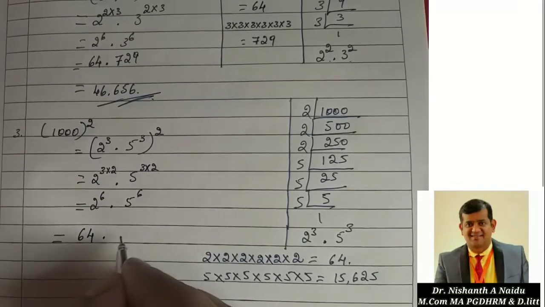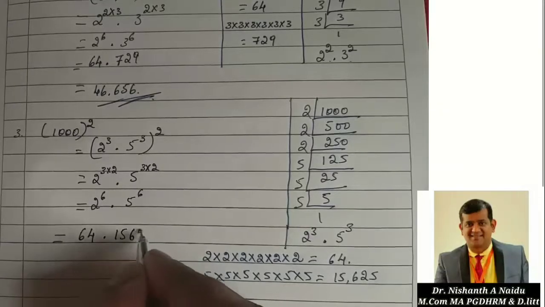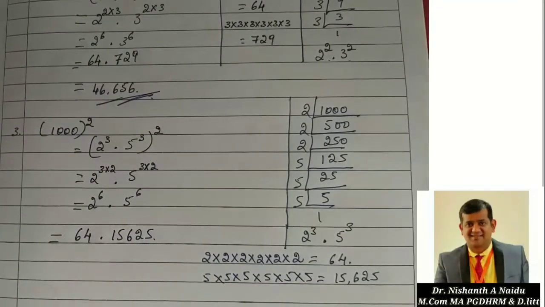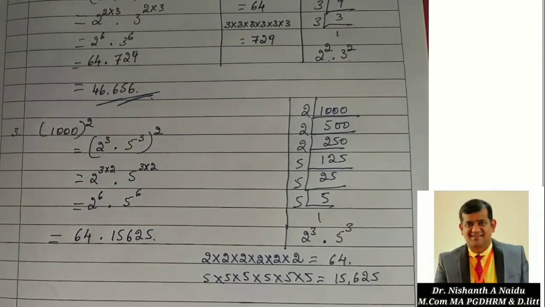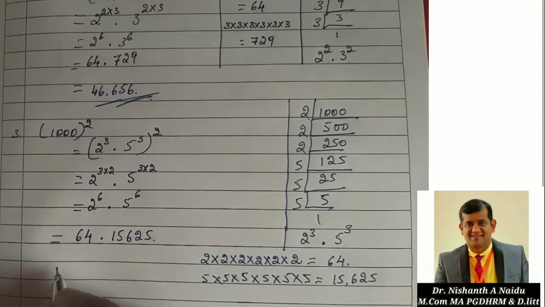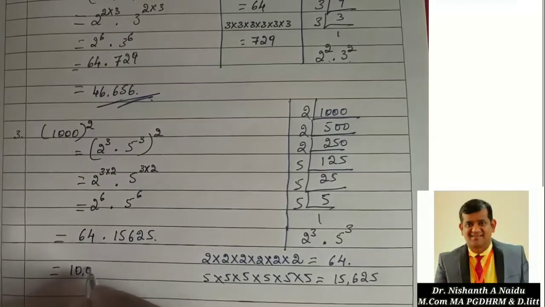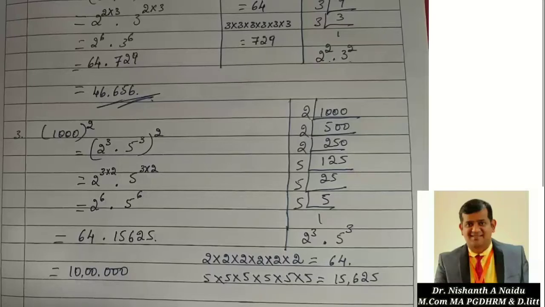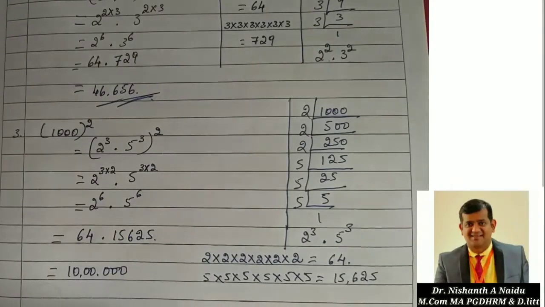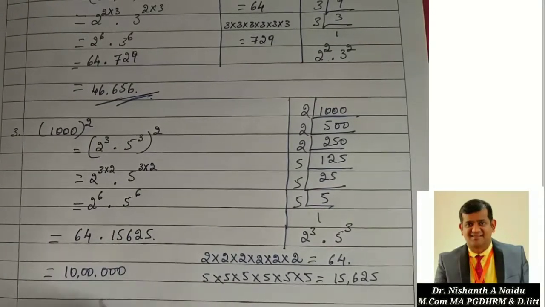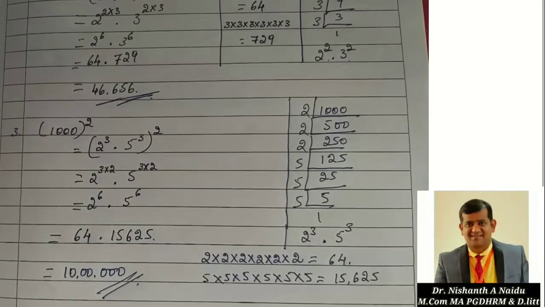64 into 15,625. So multiply that. 64 into 15,625. That comes to how much? 10 lakh. So that is 10 lakh. This is the answer to the third problem.